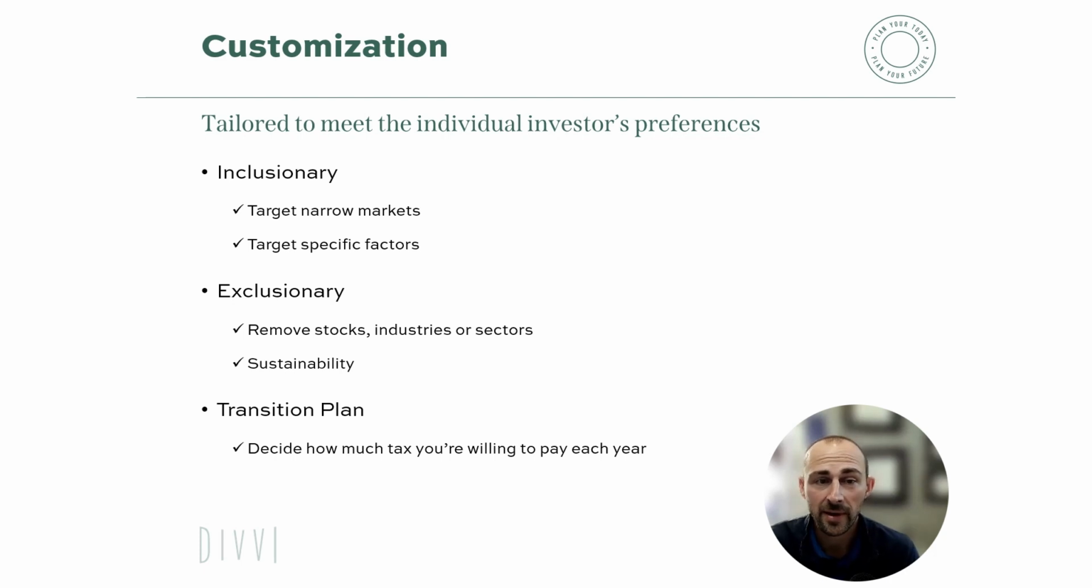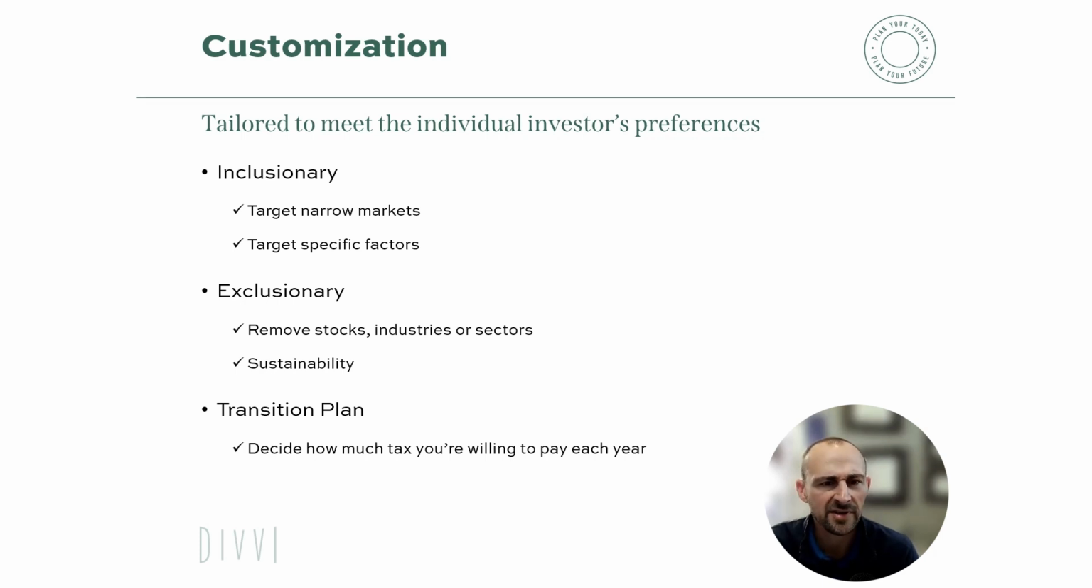Another piece is going back to the customization. So again, we talked about tailoring to meet the individual investor's preferences. If you buy an ETF or a mutual fund, you're going to get what the manager buys, whatever investments they buy, you're going to own the same ones as everyone else. And that's perfectly fine for many, many folks. But for people who would like to customize, would like to have a little bit more control over how they're invested, custom indexing can certainly deliver on that.